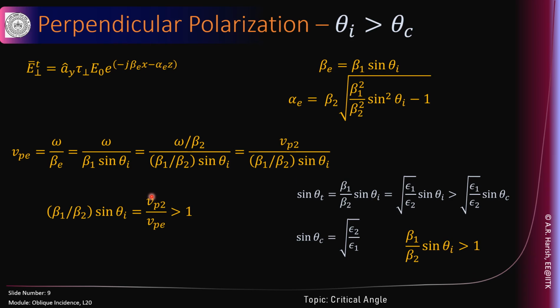What is the meaning of that? Vp2 upon Vpe is greater than 1. Right? Vp2 upon Vpe greater than 1 implies Vpe is less than Vp2. Hence, it is called a slow surface wave, because the velocity of this wave is slower than that of the electromagnetic wave which is propagating in that medium, which is Vp2.